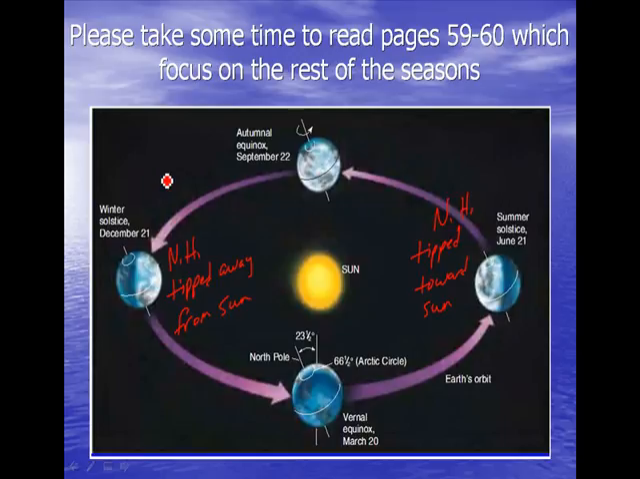What I'd like you to do at this point is take some time to read pages 59 and 60, which focus on the rest of the seasons, such as the autumnal equinox, the winter solstice, and the vernal equinox. I wanted to pick one season, summer solstice, just to cover in detail. Some of the same principles that we've used here will apply to the other seasons.